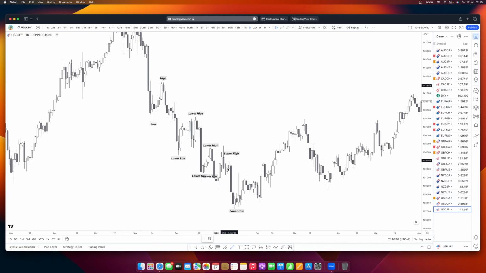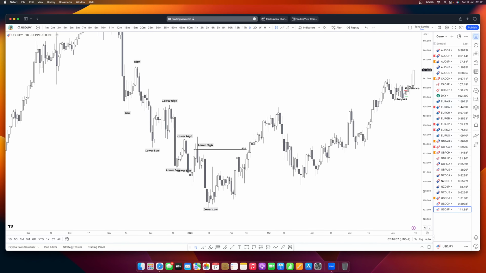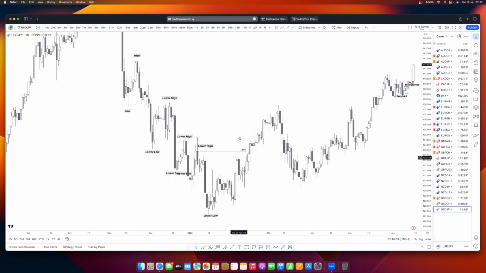So where do we have the last lower high? This is the last lower high, right? This area here. If we can get any close above, we're going to have a break of structure, which I signify as BOS. That is a break of structure. So now, do we have a break of structure here? Yes, we have a break of structure.